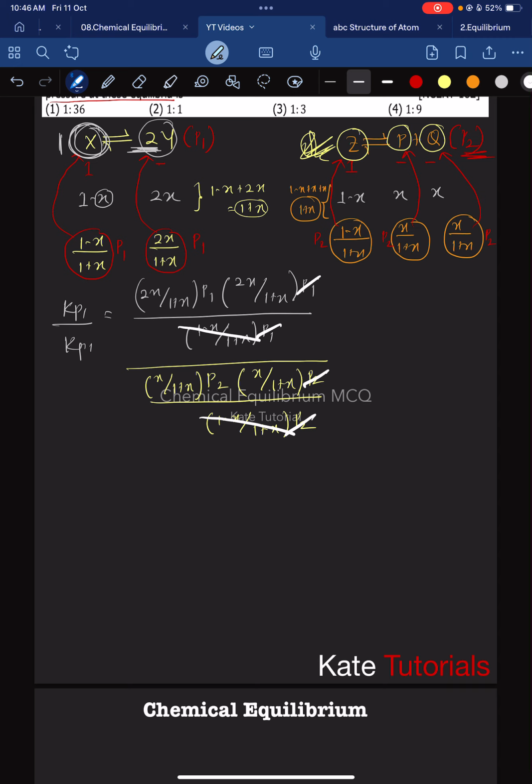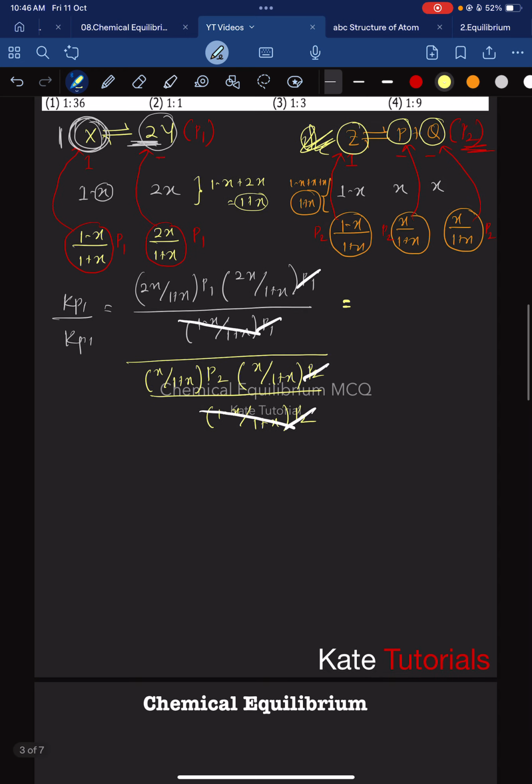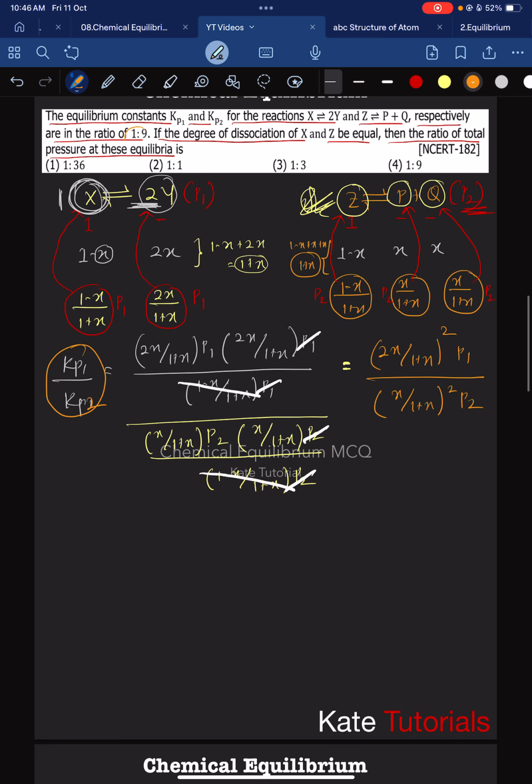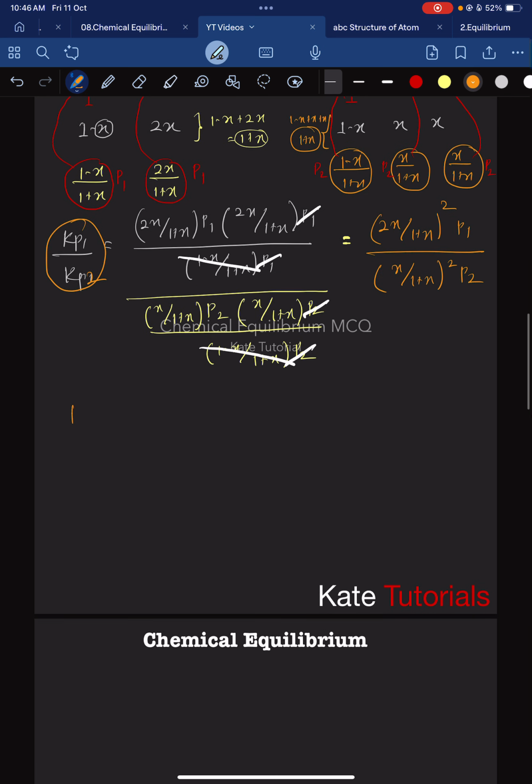Then what have I left? Let me write here. Just by solving this, you will get it. It can be written as 2x divided by 1 plus x, squared, into P1, divided by x divided by 1 plus x, squared, into P2. This is what I have left. But they have given Kp1 by Kp2. How much have they given? It is 1 is to 9. So 1 is to 9 is nothing but what they have given.